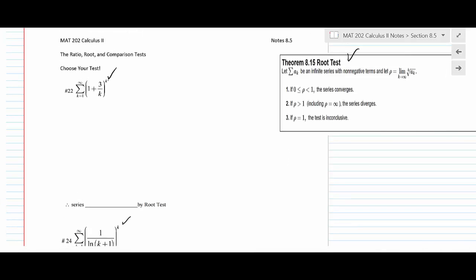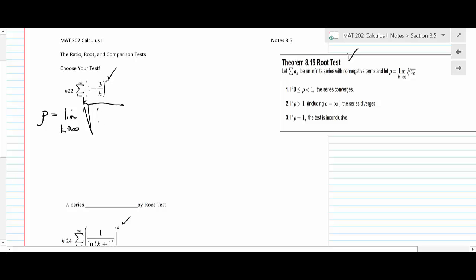When you're doing the root test, we usually use rho. I don't care that you do that; it's just the variable our textbook uses. So what we're going to do is take the limit as K goes to infinity of the K root of this expression right here. Okay? So we'll see what we have here.